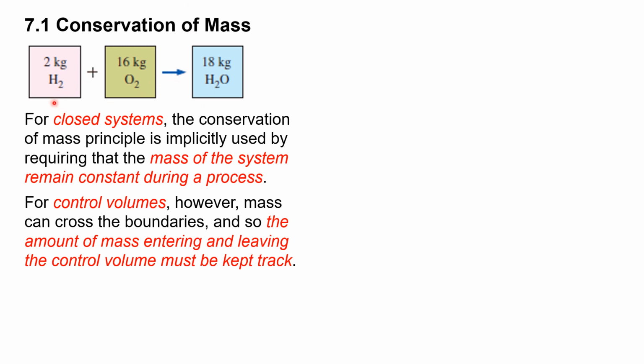But when we see a closed system, the conservation of mass principle is implicitly used by requiring that the mass of the system remain constant during a process. So for a closed system, we know no mass comes in or goes out of the system. So no mass transfer. The mass will be constant for a closed system. But for a control volume or open system, mass can cross the boundary, so it can come in or go out. So we need to keep track of the amount of mass entering and leaving the control volume. It will be used for our analysis.